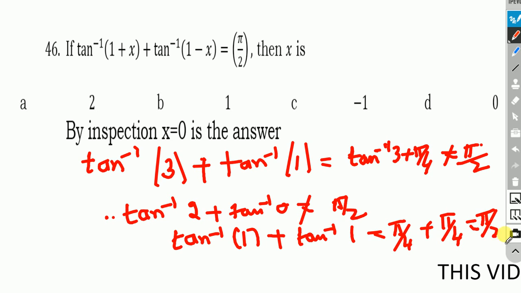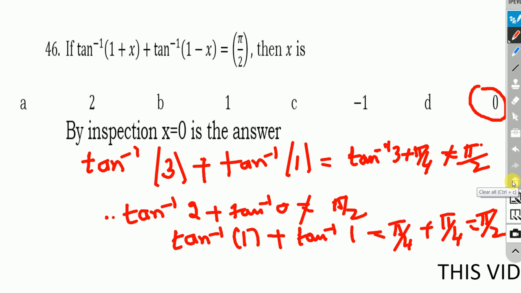So option D is the right answer. Put x equals 0 and check all the other options, and verify for which option you get pi by 2. That is the right answer.